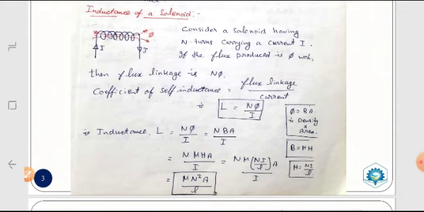So L is equal to N phi by I, that is equal to N into B A, substituting for phi, divided by I, that is equal to N mu H A by I. Again H is substituted with N I by l. So N mu N I by l into A by I, and simplified as L equal to mu N square A by l.